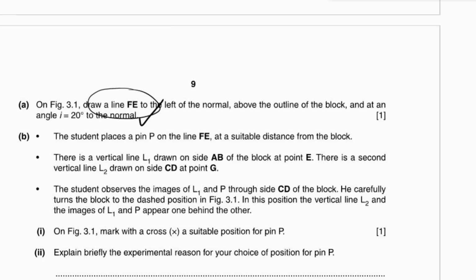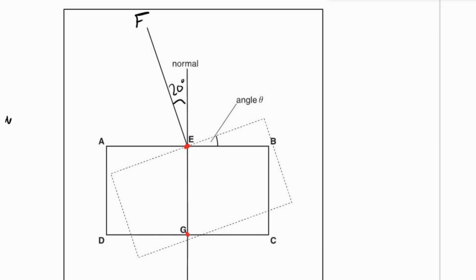The student observes the images of L1 and P through side CD of the block. He carefully turns the block to the dashed position. In this position, the vertical line L2 and the images of L1 and P appear one behind the other. Okay. Right, that makes sense. 1. On figure 3.1, mark with a cross X a suitable position for pin P. Alright, so what we want to do first of all is put in where our pin should be. And of course we're going to want to put in a pin nice distance away from the block itself.